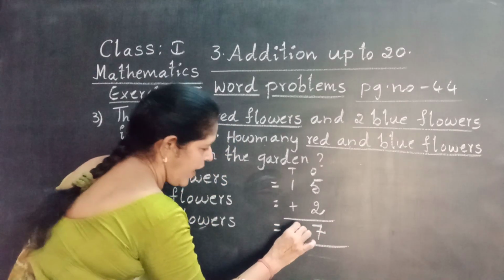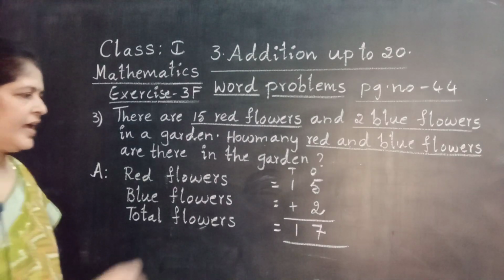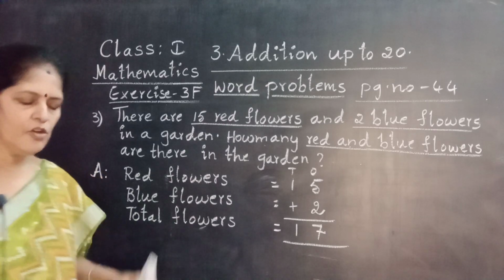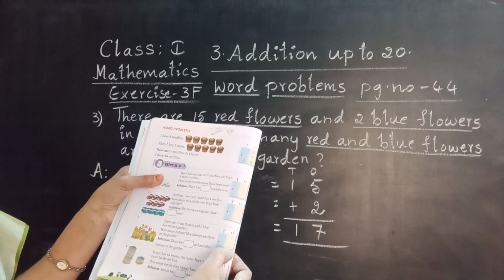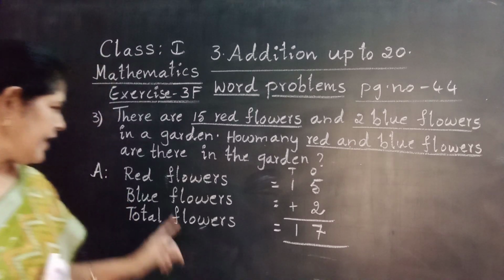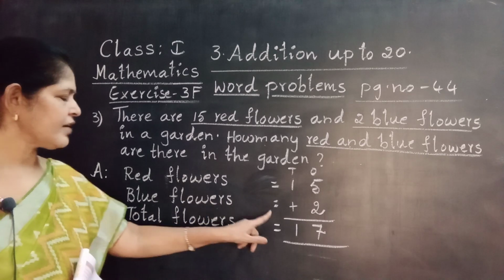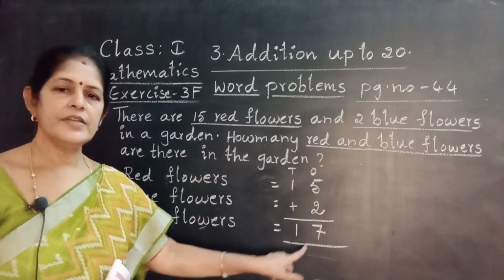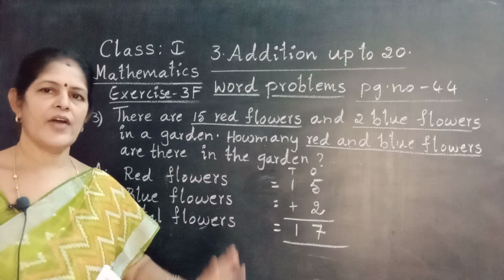Now bring down 1. Now what is the number of total flowers? 17. How do you get 17? By addition. Okay, here you write the number. First number is 15, second number is 2. Write like this and find the total. Red flowers equal 15. Blue flowers equal 2. Total flowers, 15 plus 2, 17. We write the answer like this in our classwork book.